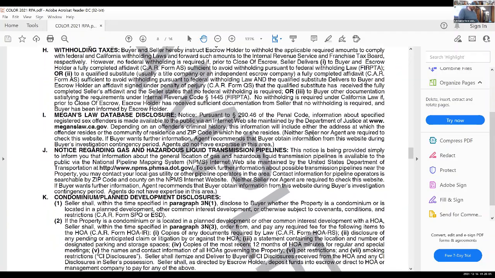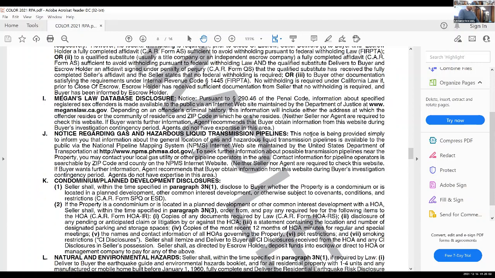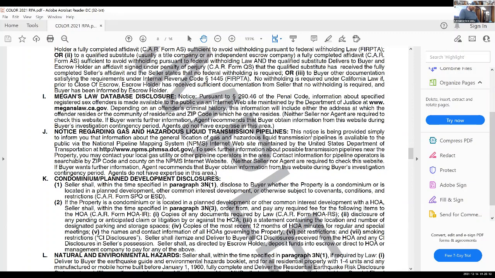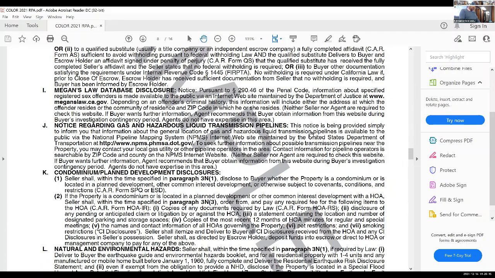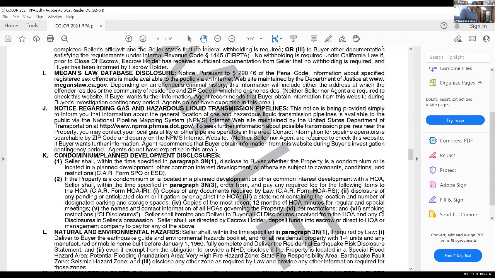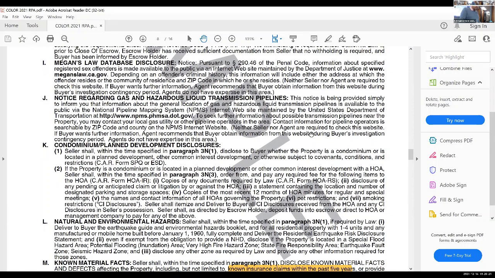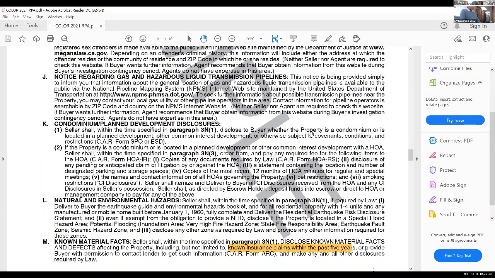All right, the Megan's Law database lets people know where to go to find out if there are any sex offenders in their neighborhood where they are located. Notices regarding gas and hazardous liquids. Condominium plan development disclosures, make sure you get those HOA docs out.